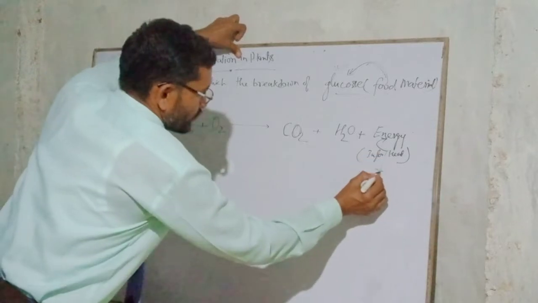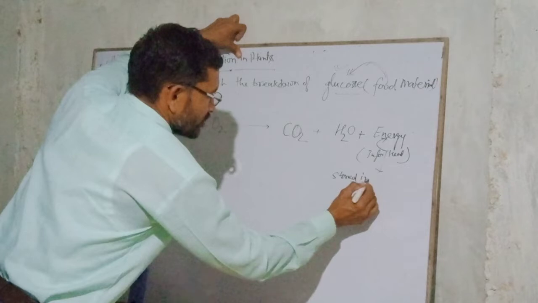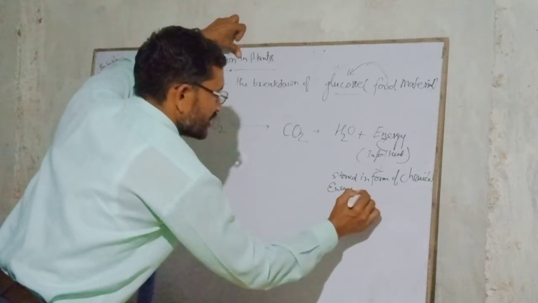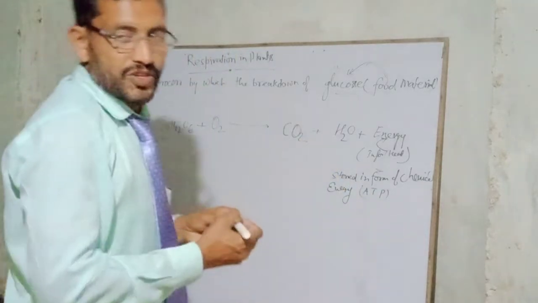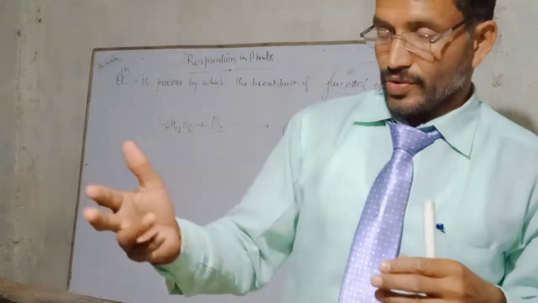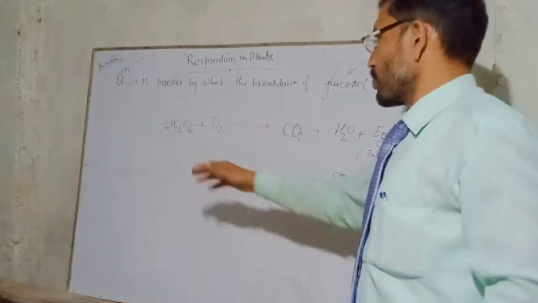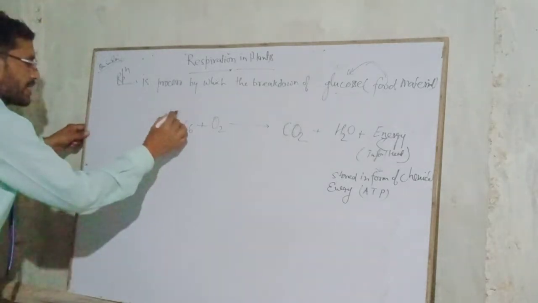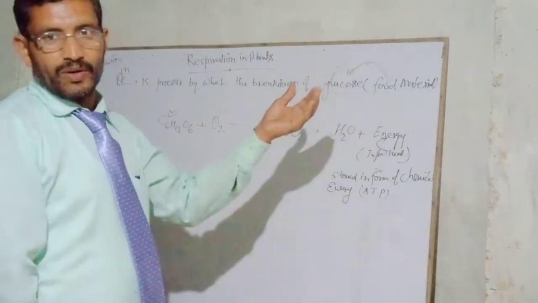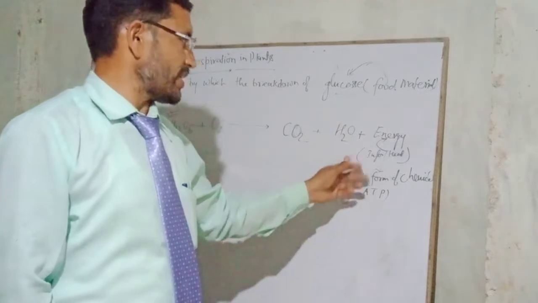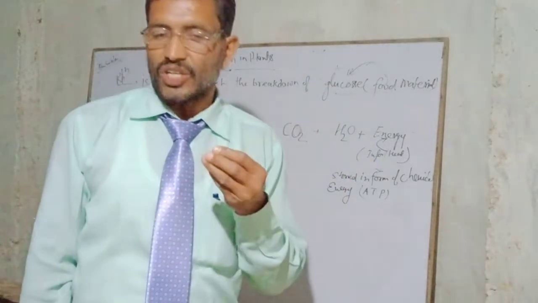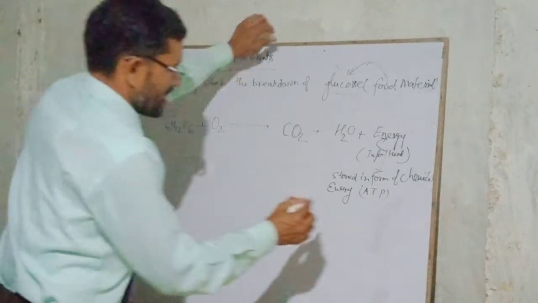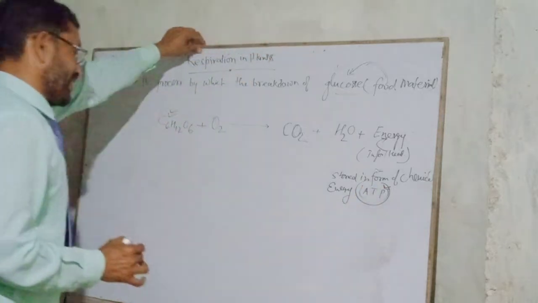This energy is stored in the form of chemical energy called ATP. I'll repeat: the energy coming from the breakdown of the glucose molecule, with the rupturing of its bonds, gives rise to carbon dioxide, which emerges outside, and water, and the energy. This chemical energy is converted into ATP, adenosine triphosphate, also sometimes known as the currency of energy.